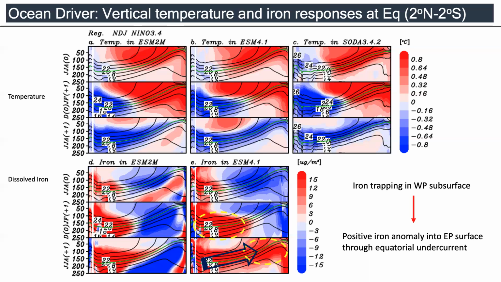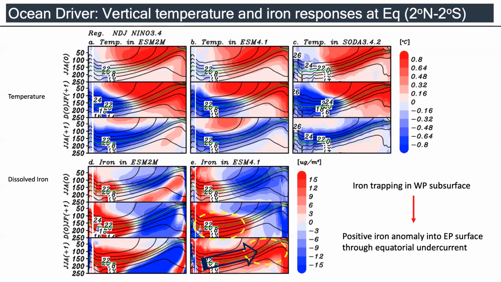The bottom panels show the ENSO iron patterns, suggesting that the positive iron anomaly is propagated from the western Pacific to the eastern Pacific through the thermocline, where the eastward undercurrent is strong, called the Equatorial Undercurrent. But this signal is weaker in ESM2M at post-El Niño to reach the positive iron anomalies at the eastern Pacific surface. ESM2M has a bit longer persistence of ENSO, with remaining warm SST anomalies.